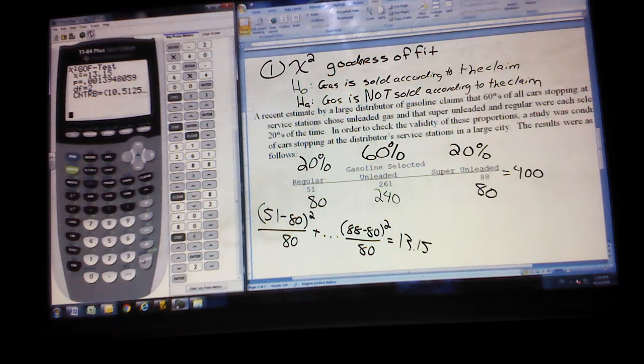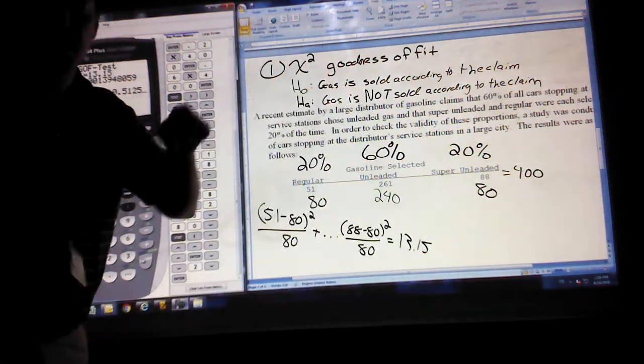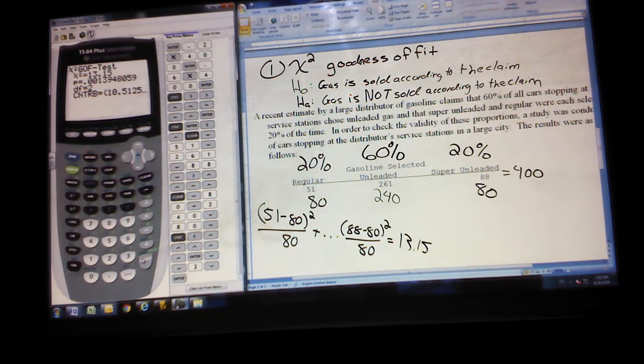I don't think I talked about step 2. Step 2, all expected counts greater than 5. Yes, we listed the expected counts. They're all greater than 5. We're good to go, so make sure you mark that down.